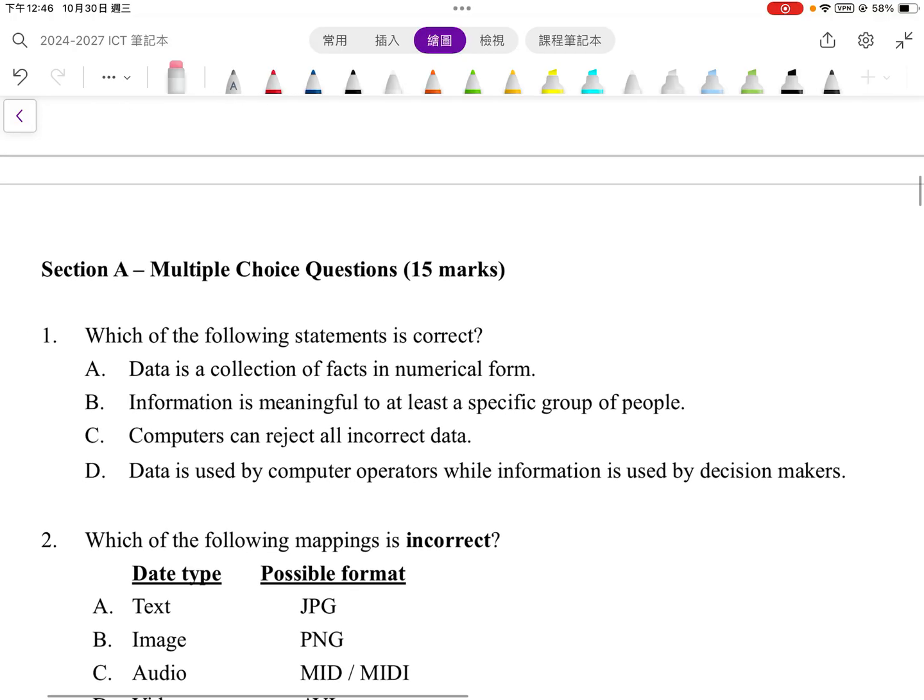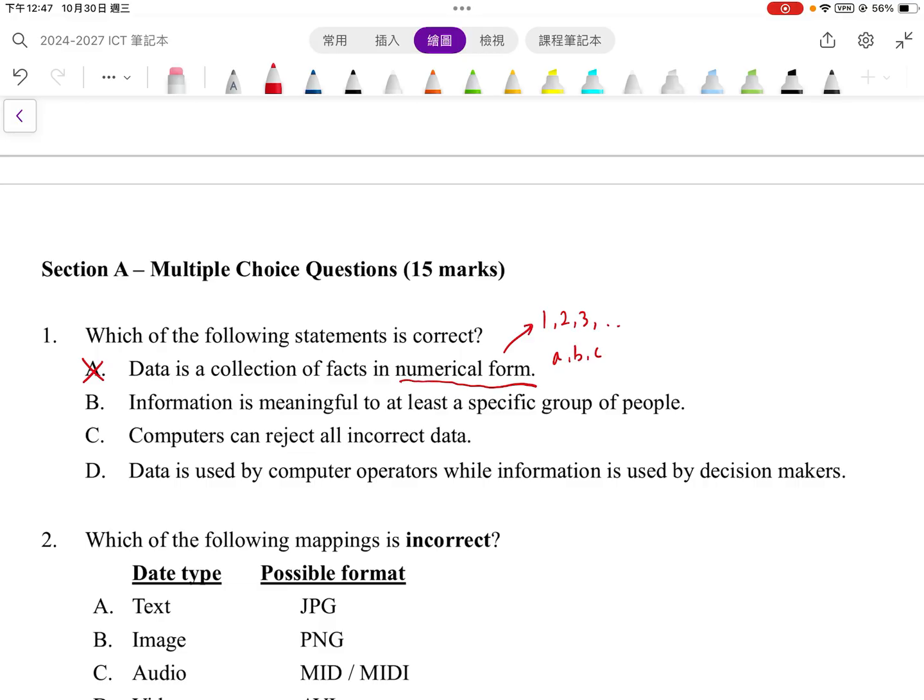So A, data is a collection of facts in numerical form. So this is wrong because of the word numerical form. Numerical form means that numbers only, 1, 2, 3, something like that. But you know that data can be in various forms. For example, text, A, B, C, and something else like that. So data is not just about numbers, so A is wrong.